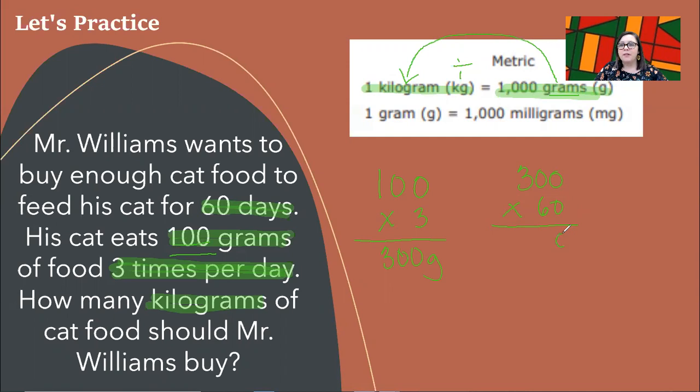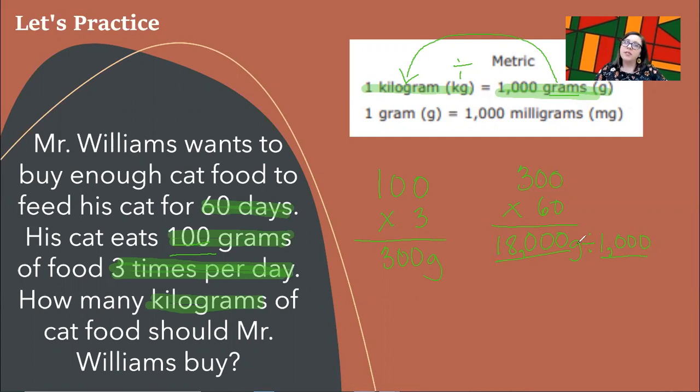We're going to drop our 0. We have 6 times 0 is 0, 6 times 0 is 0, and 6 times 3 is 18. Wow, 18,000 grams of cat food in 60 days. But remember, we need to convert that, and we're going to divide. Since there are 1,000 grams in every kilogram, we're going to divide this 18,000 by 1,000.